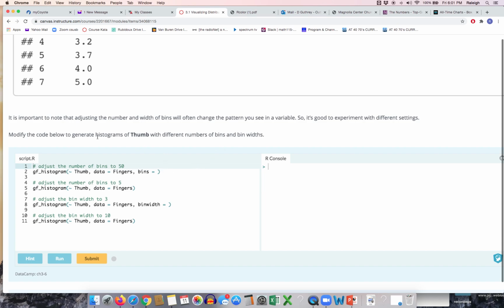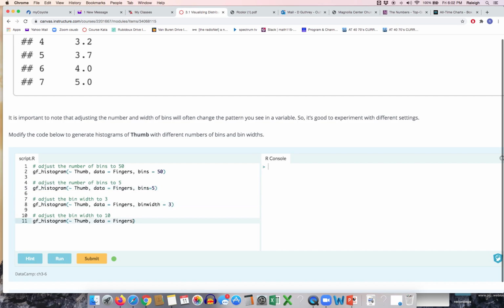Okay, so here, there's a new R window that we could check out, and it says adjust the number of bins to 50. So, of course, obviously, I hope, you just put a 50 there, and we could change the number of bins to 5 over here, but they have not even helped us out with the bins yet. We have to type in the 5. Now, the bin width is 3.